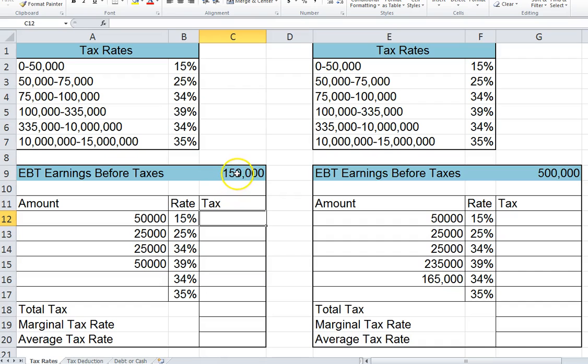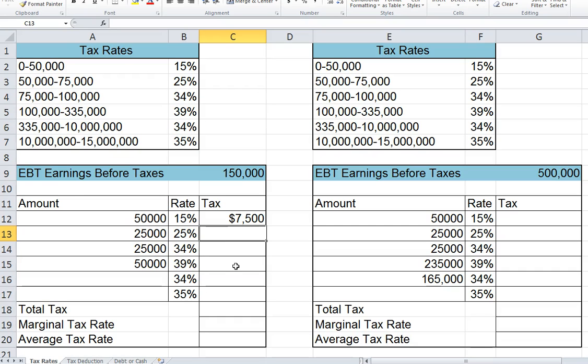So here I have a company that made $150,000 in earnings. I need to break up this $150,000 into the different tax brackets. The first tax bracket is the $0 to $50,000 bracket. So I'm going to take the 50,000 and multiply it by the 15% rate. That's how much this company would be responsible for paying for the first tax bracket.